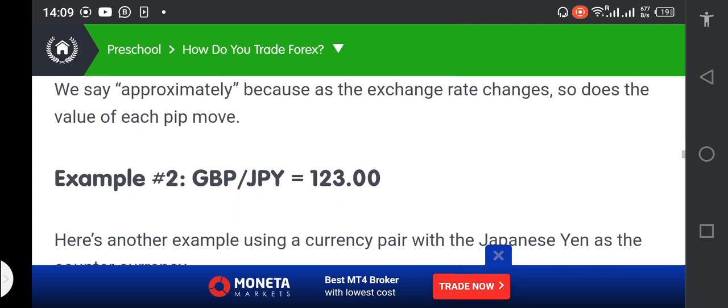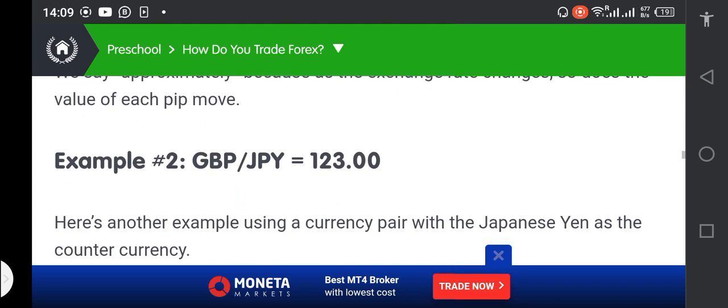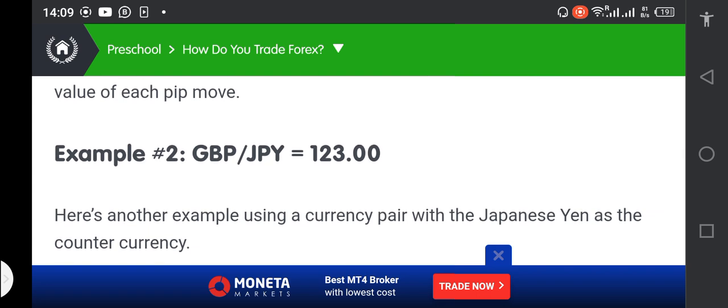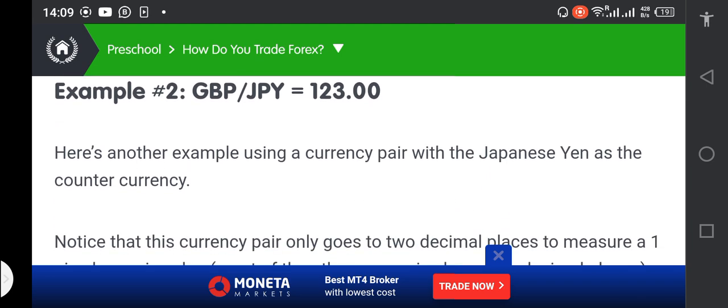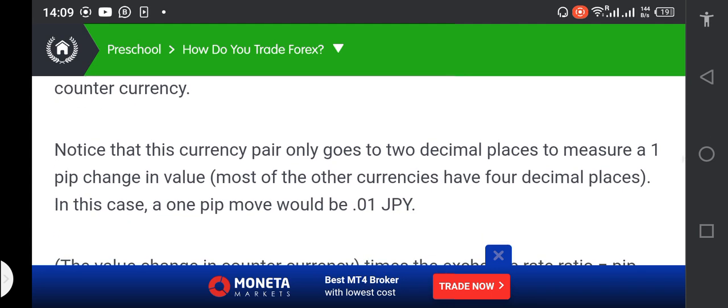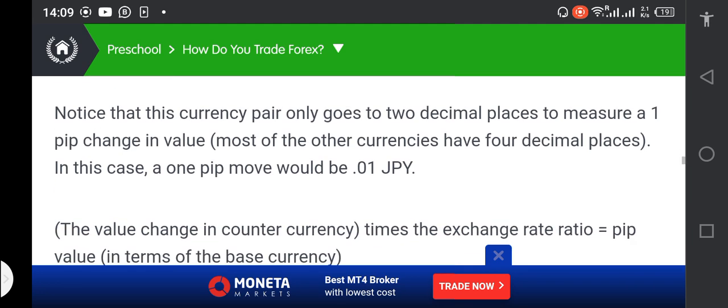Example #2: GBP against JPY equals 123.00. Here's another example using a currency pair with the Japanese yen as the counter currency. Notice that this currency pair only goes to 2 decimal places to measure a 1 pip change in value. Most of the other currencies have 4 decimal places. In this case, a 1 pip move would be 0.01 JPY.